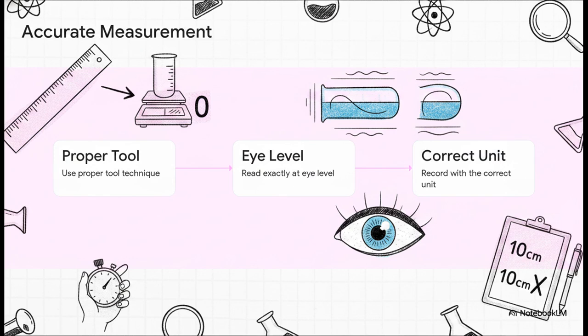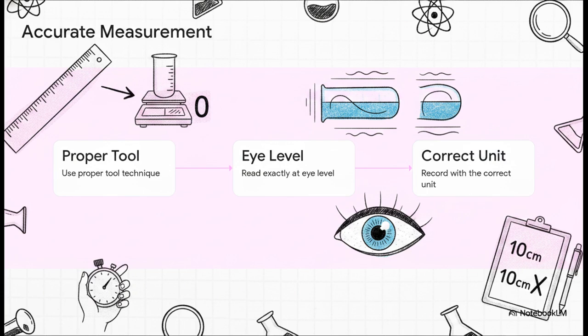Step 1, use the tool correctly, making sure you always start at the true zero mark. Step 2 is incredibly important. You must read the measurement perfectly at eye level. If you look down at a liquid in a cylinder from above or maybe up from below, the reading is actually going to look slightly shifted. We call that parallax error.